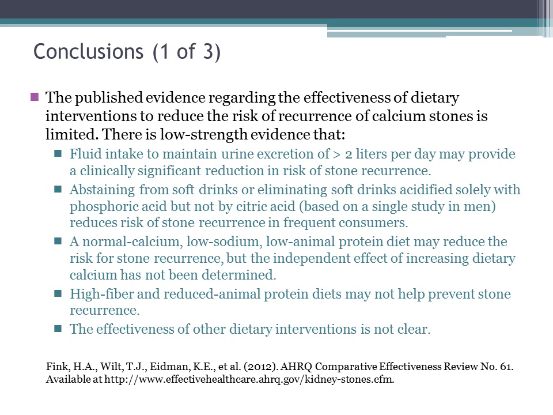As far as diet, a normal calcium, low sodium, low animal protein diet may be helpful, but the independent effect of increasing calcium has not been proven to be effective. High fiber, reduced animal protein diets have not been shown to prevent stone recurrence, and the effectiveness of other dietary interventions was not clear.